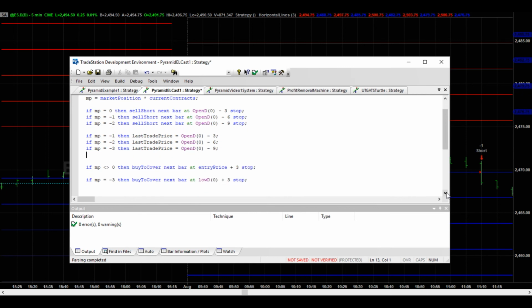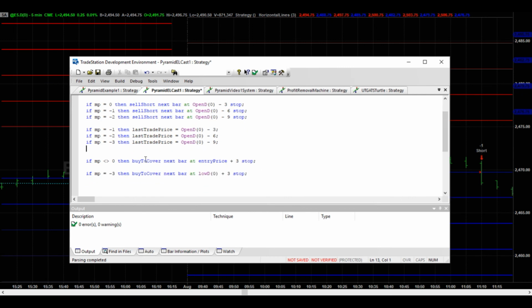Now we've got to go back and fix our other code, or exit logic, for the buy to cover on the protective stop. Instead of entry price, which we know now does not work, we're going to go ahead and put last trade price. And let's see what happens.